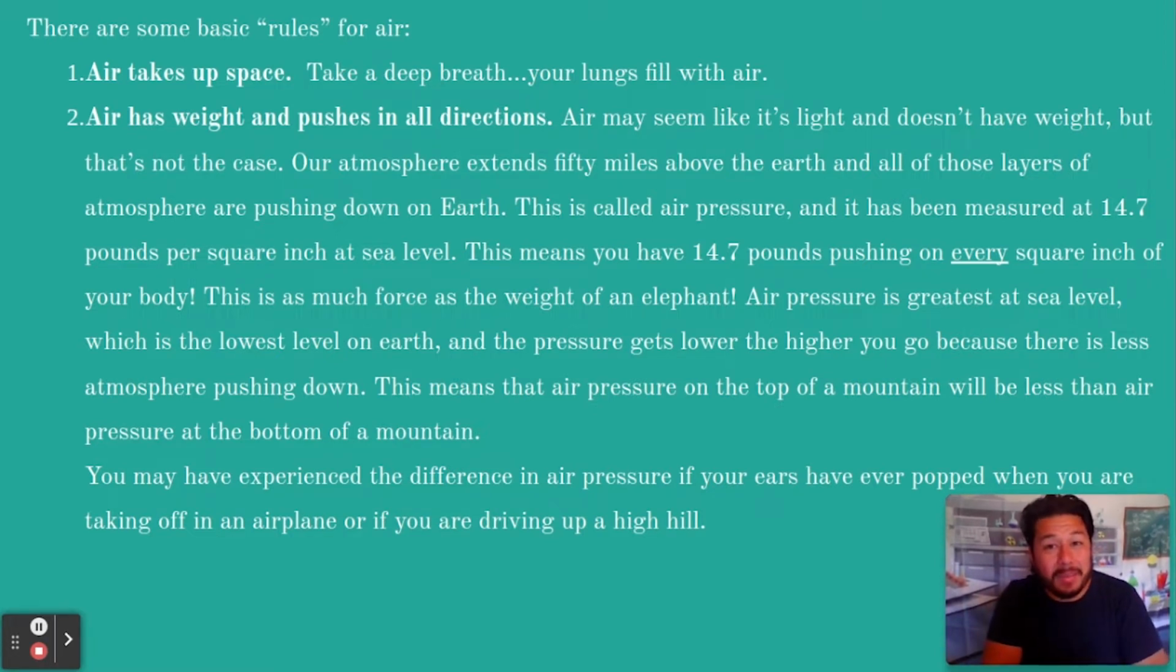Air may seem like it's light and doesn't have weight, but that's not the case. Our atmosphere extends 50 miles above the Earth, and all of those layers of the atmosphere are pushing down on Earth. This is called air pressure, and it has been measured at 14 and 7/10 pounds per square inch at sea level. This means you have 14 and 7/10 pounds pushing on every square inch of your body. This is as much force as the weight of an elephant.